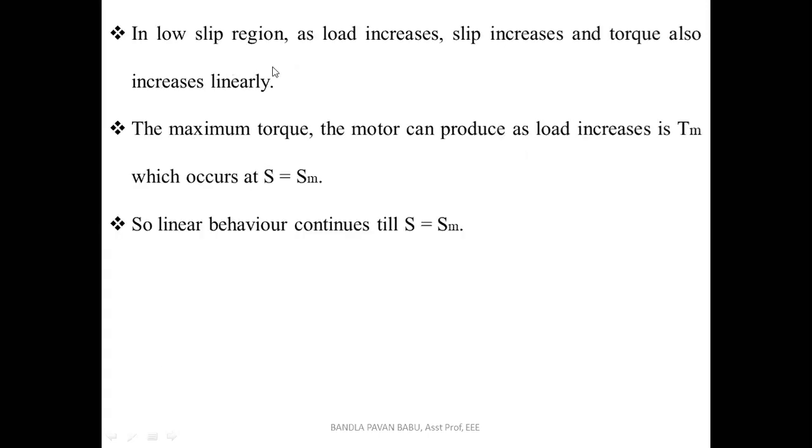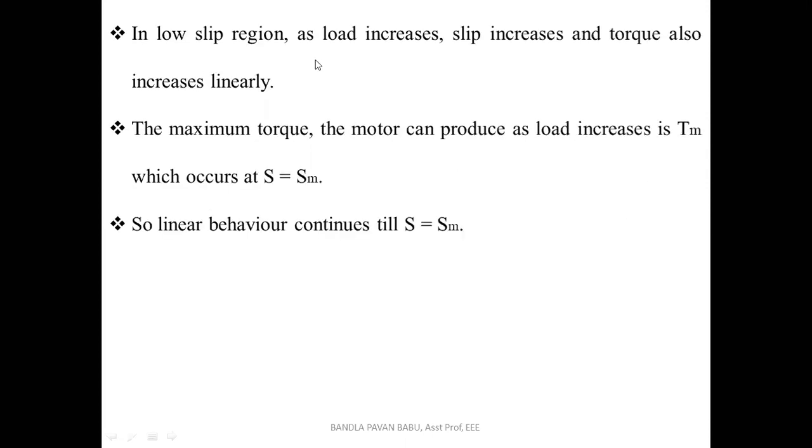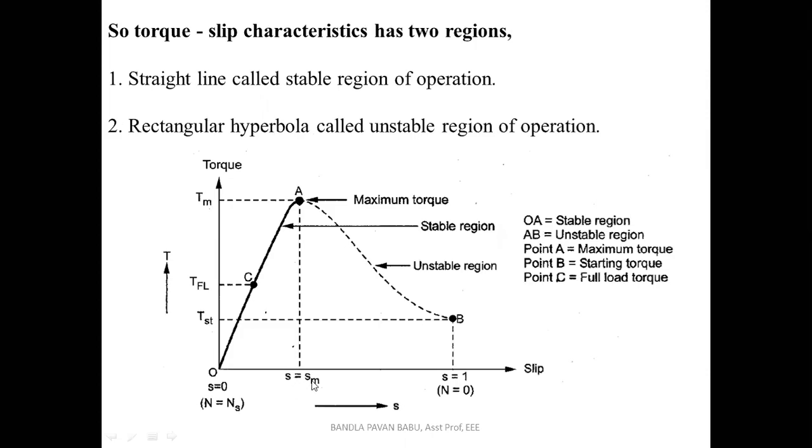Next, in the low slip region, as load increases, slip increases and the torque also increases. From this curve, the statement we are going to make is that in the low slip region, T is proportional to S. The maximum torque the motor can produce as load increases is Tm, which occurs at S equal to Sm. See here, at S equal to Sm, the maximum torque is achieved.